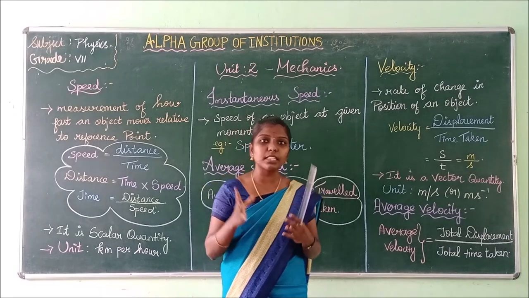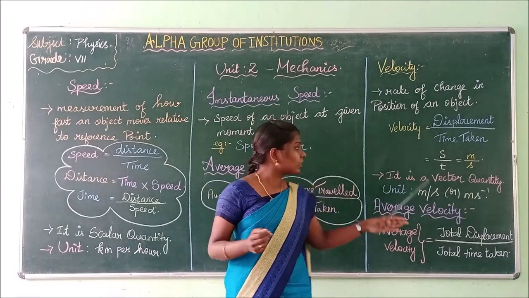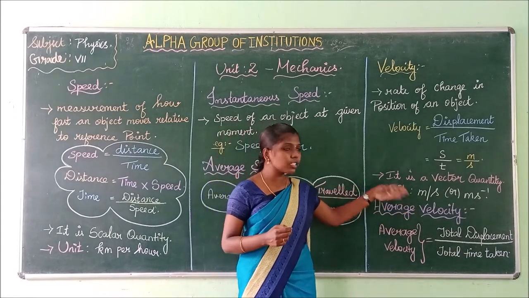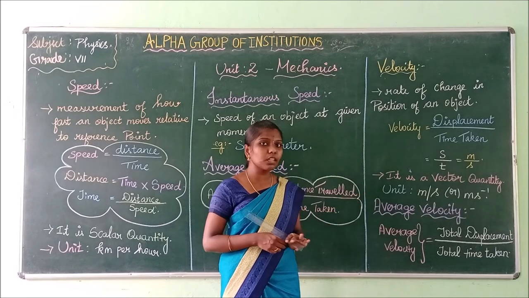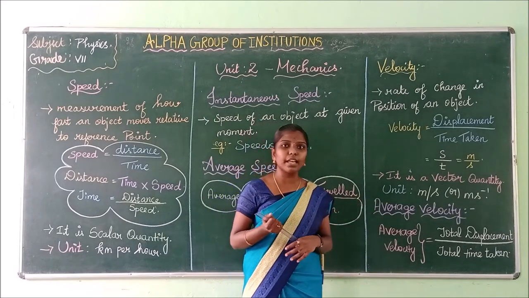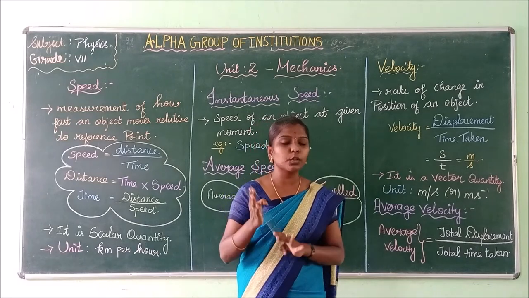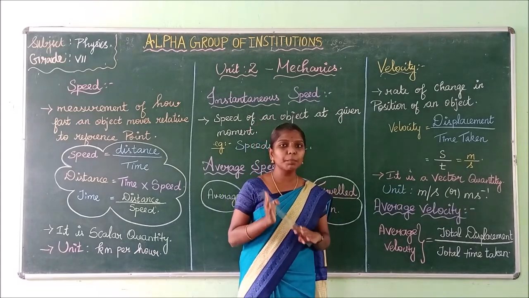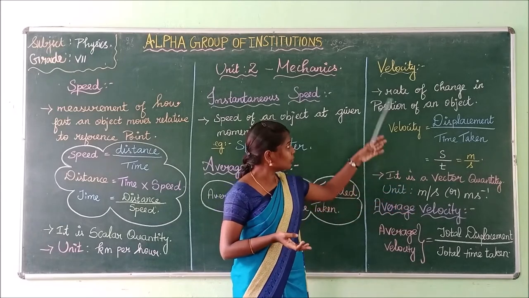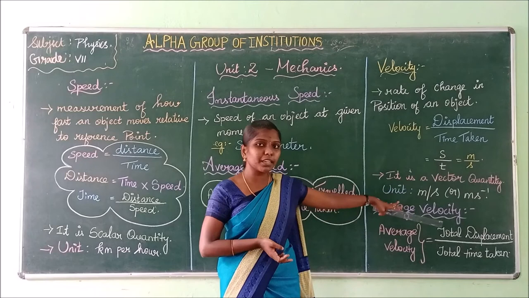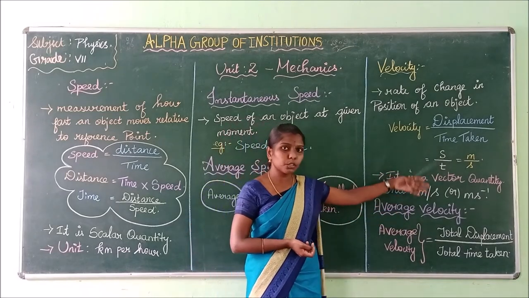As I have said before, the quantities that have only magnitude are called scalar quantities. The quantities that have both magnitude and direction are called vector quantities. Velocity has both magnitude and direction, and so it is called a vector quantity.